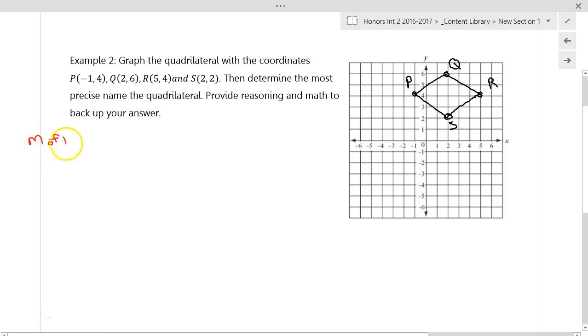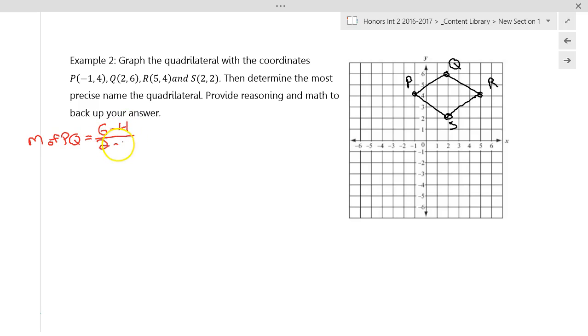So M stands for slope. Slope of PQ equals (y2 minus y1) over (x2 minus x1), so 6 minus 4 over 2 minus negative 1. 6 minus 4 is 2. 2 minus negative 1, right? And we change this to 2 plus 1, so that's 3. Okay. So I did P to Q, now I'm going to do Q to R.